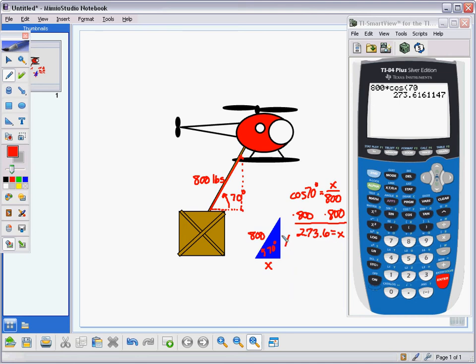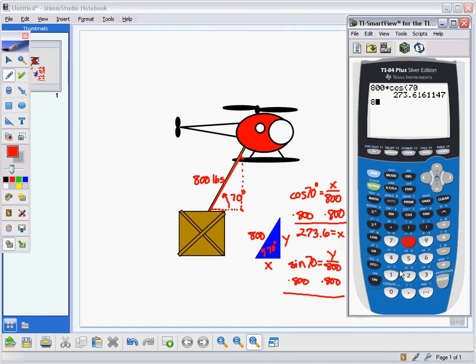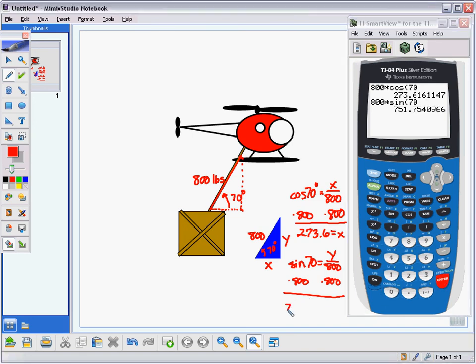I then can go and find the vertical component, y, by using the sine function. The sine of an angle is equal to the opposite over the hypotenuse. So I'll say the sine of 70 is equal to y over 800. Multiply both sides by 800 and plug it into my calculator. So I'll do 800 multiplied by the sine of 70 gives me 751.75 pounds.